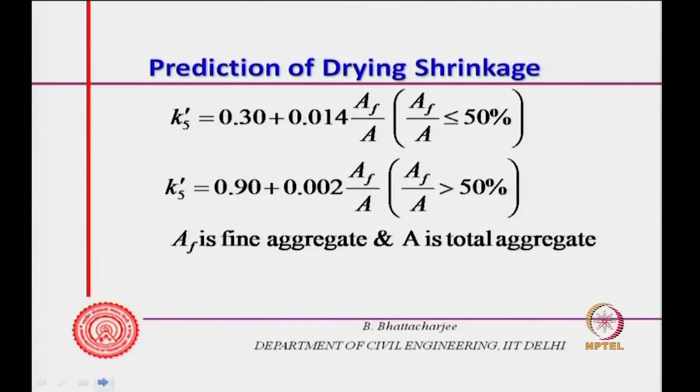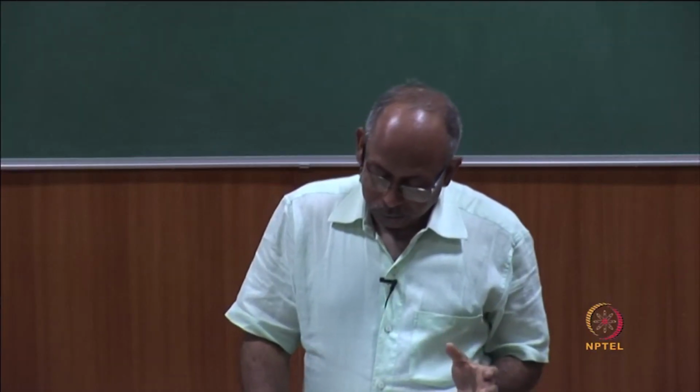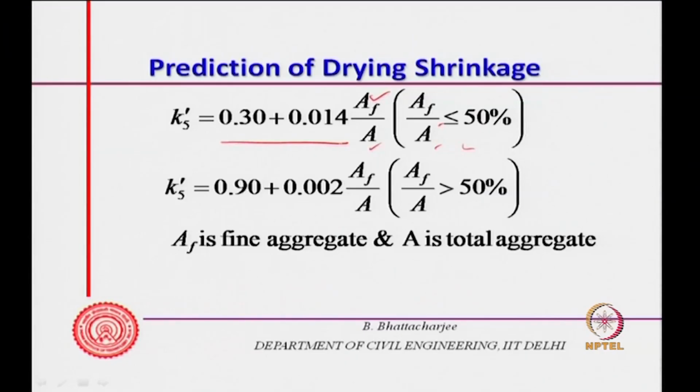We can look into K5. K5 is related to the fines to coarse aggregate ratio. Equations are given again, if the fine to total aggregate content is less than 50%, in other words, if my fine content in the concrete is less than 50%. So, the equation is here.